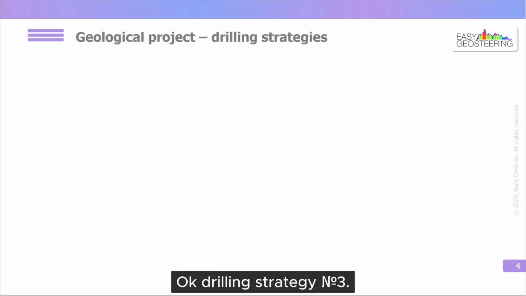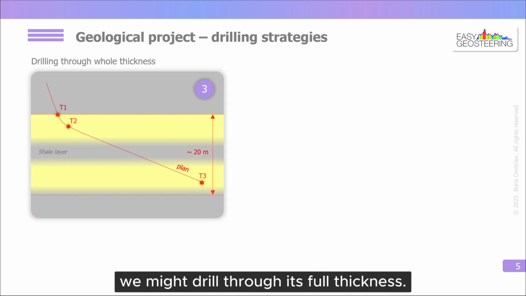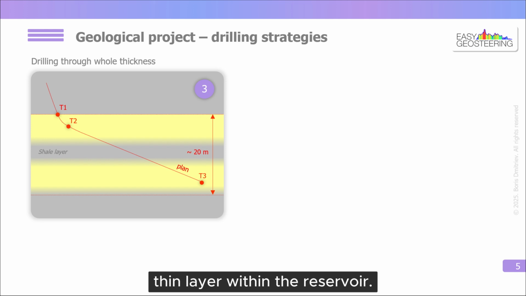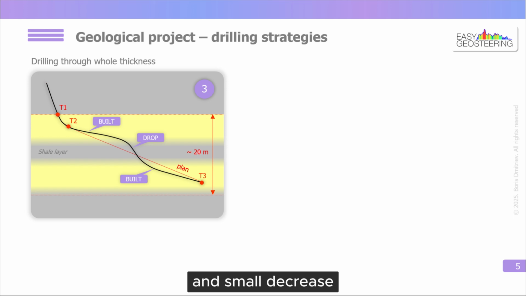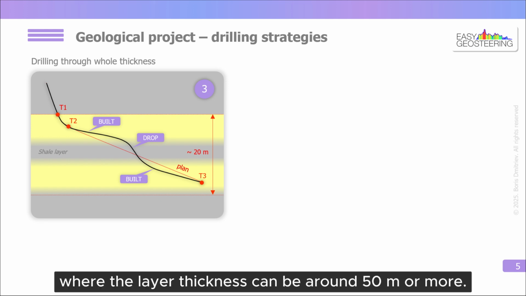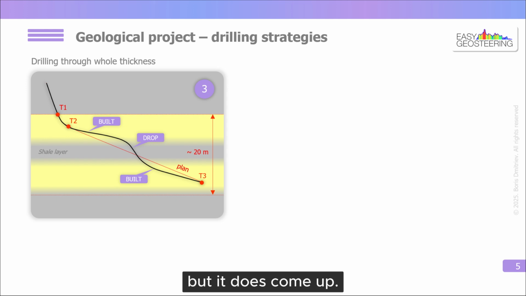Okay, drilling strategy number 3. If we are dealing with a thick layer, say about 20 or 30 meters, we might drill through its full thickness. This approach can lead to good results without the need to chase a specific thin layer within the reservoir. During geosteering, all we need is a slight buildup of inclination while drilling through the productive intervals and small decrease when passing through shale sublayers. This is a pretty common strategy, especially in gas wells, where the layer thickness can be around 50 meters or more. And the last case isn't so common, but it does come up.